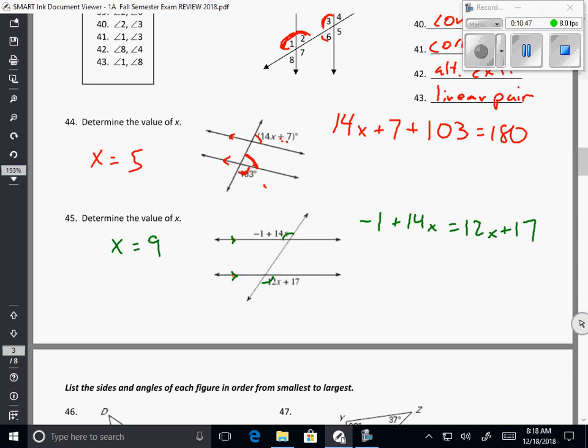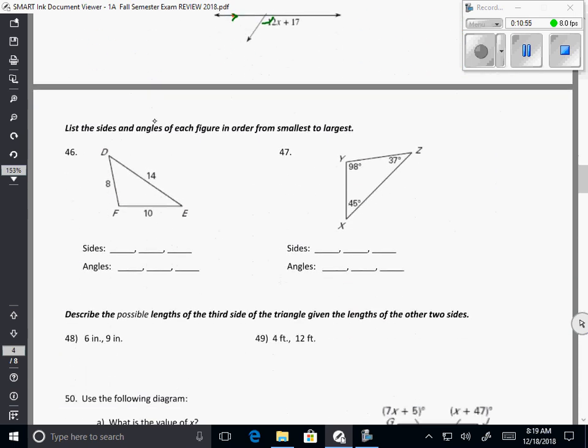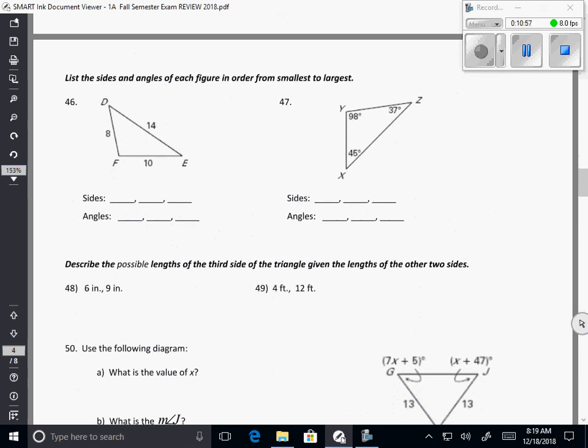If you're not sure how to do the algebra, you need to get in for tutoring, and you should have been already coming in for tutoring many, many times. But I'll be here in the mornings. Tomorrow morning and Thursday morning before the test. 46.